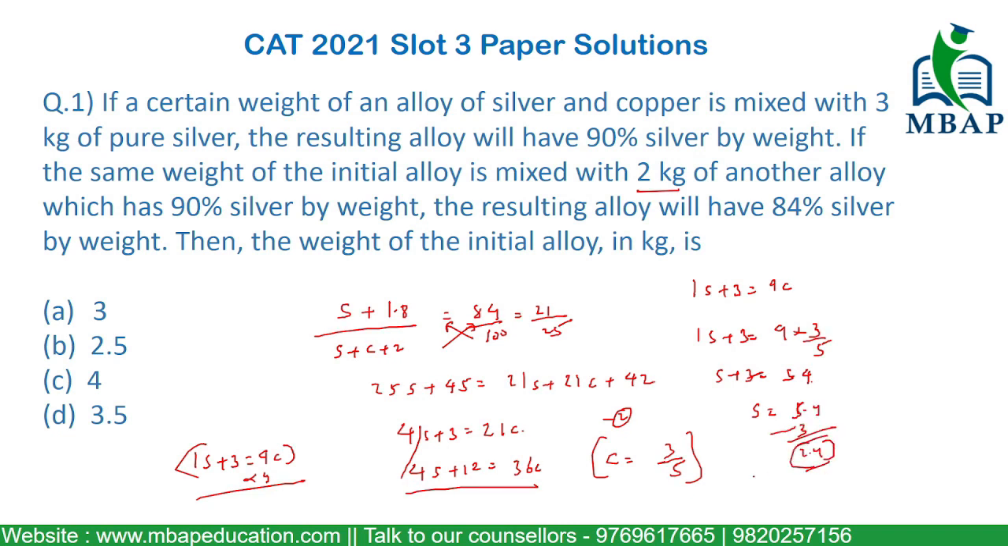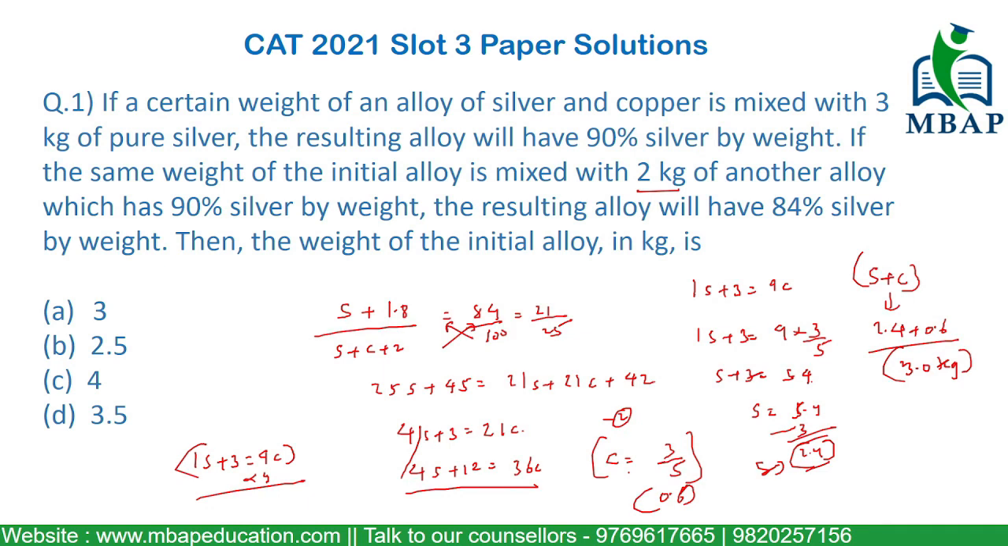So this value of S is coming out to be 2.4. The value of C is 3 upon 5, which is basically 0.6. So the question is, find the weight of the initial alloy. See, the weight of the initial alloy is basically a sum of S plus C only, and I'm getting the sum of S plus C as 2.4 plus 0.6, which should be equal to 3.0 kg.